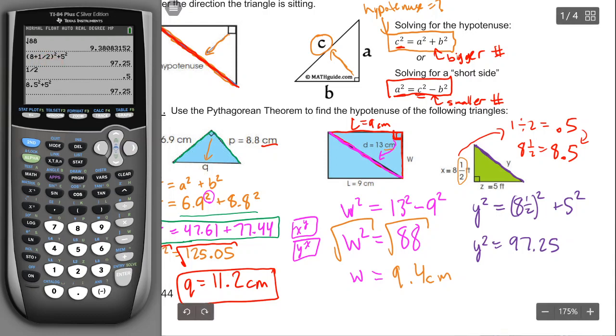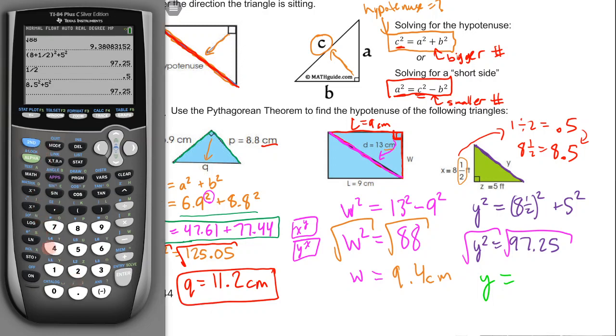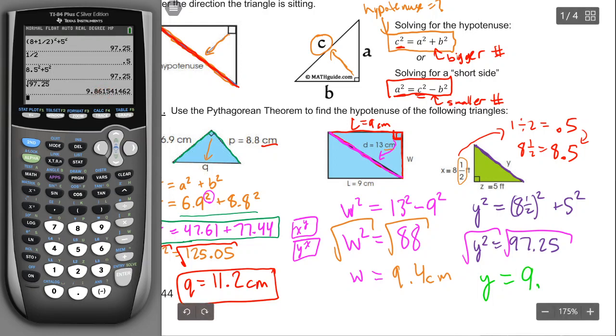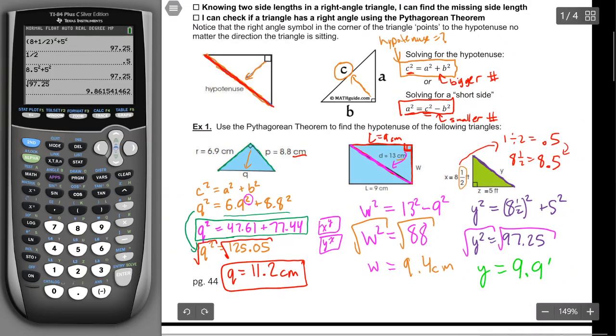Last step, same as before, we are going to square root both sides. And so that gives us that y is second function square root of 97 1/4, which is 9.86. Again, this 6 means we need to round the 8 up to a 9. So this is 9.9 feet in this case, which is a single tick. Okay, so that's Pythagorean theorem.